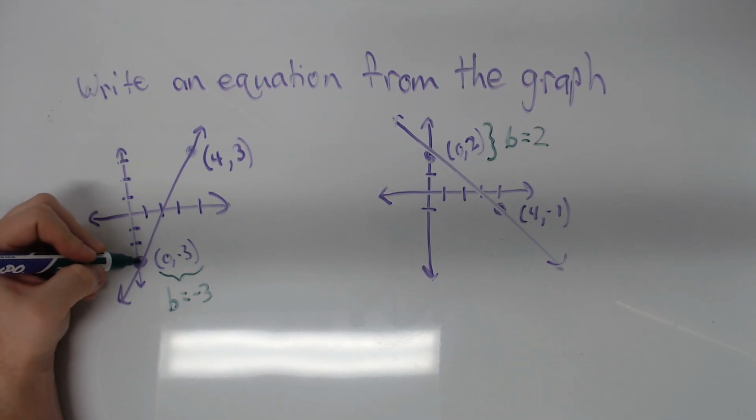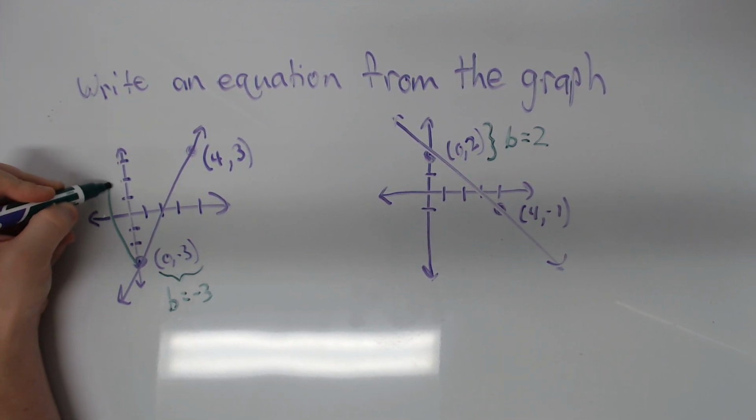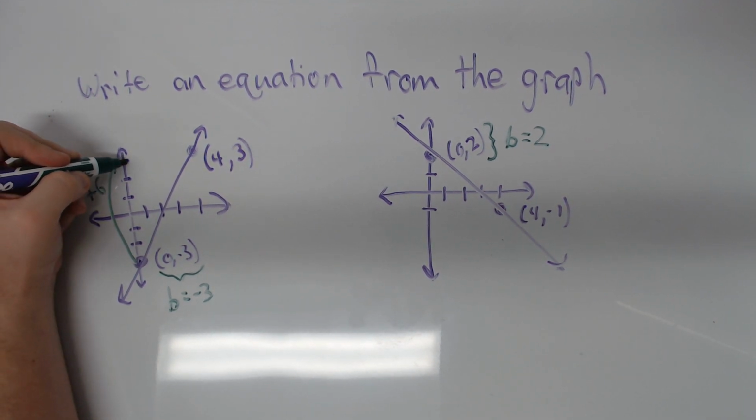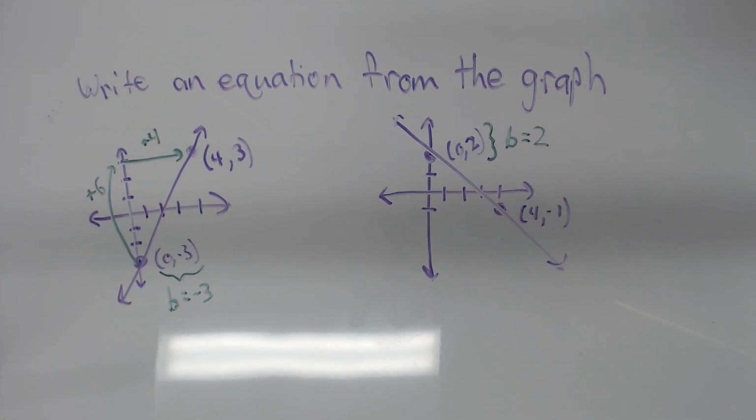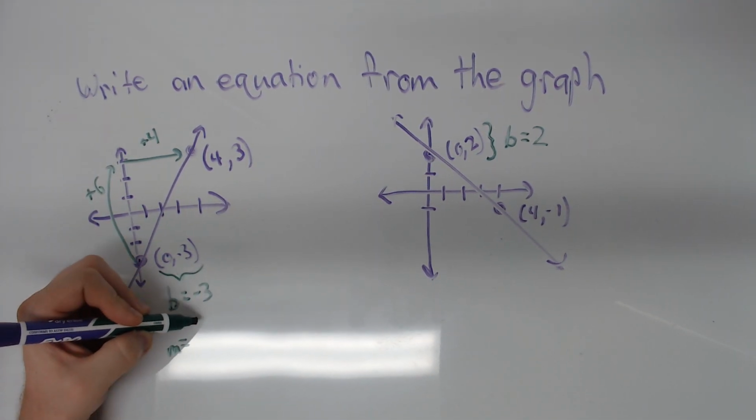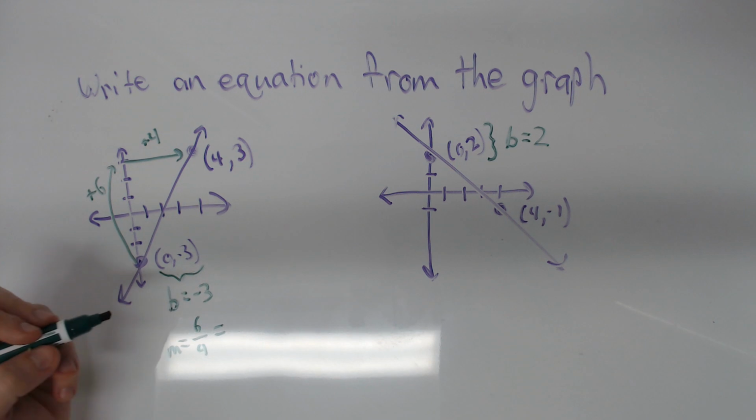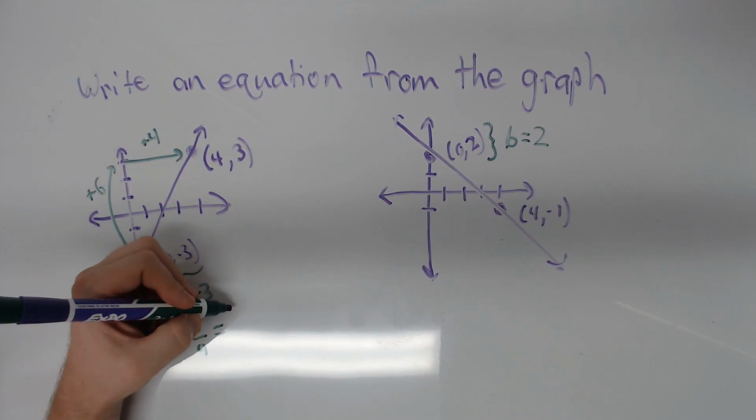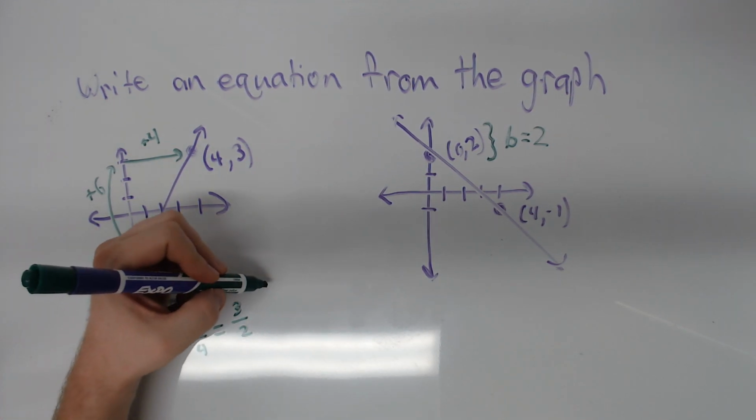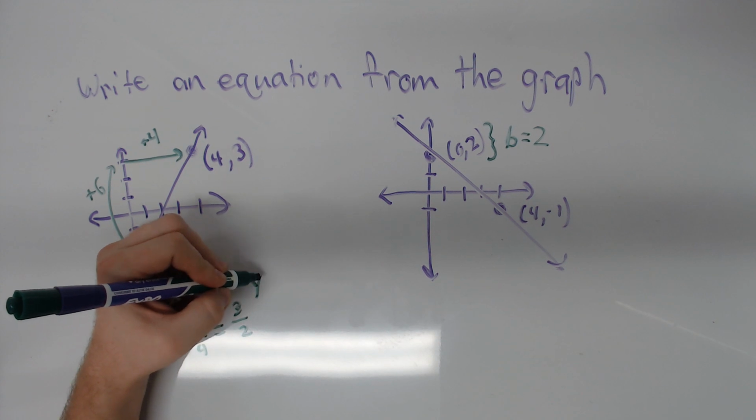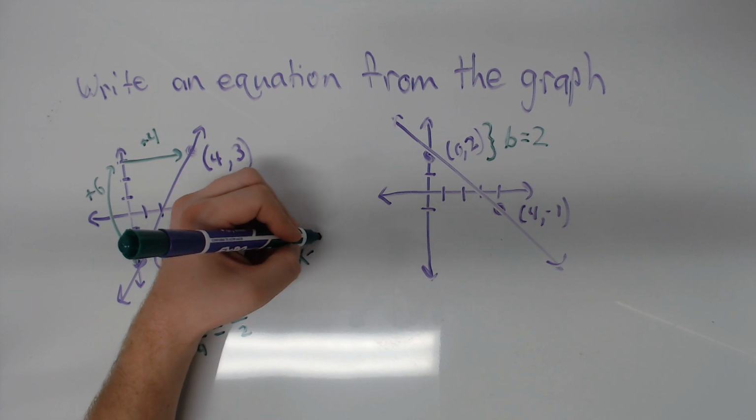Now, a graph gives us the luxury of being able to count for our slope. This one goes up 6 and then right 4. So if I do my change in y over change in x, my m is going to be 6 over 4. But I don't like to write that as a non-simplified fraction. We want to simplify that. So I'm going to give it 3 over 2. 6 over 4 simplifies to 3 over 2. So now I fill in my information. y equals m is 3 over 2, x plus b, my b is -3.